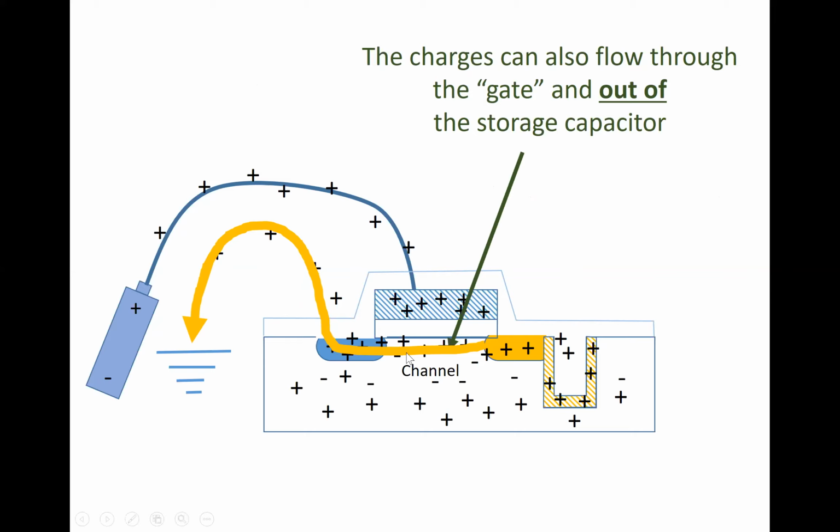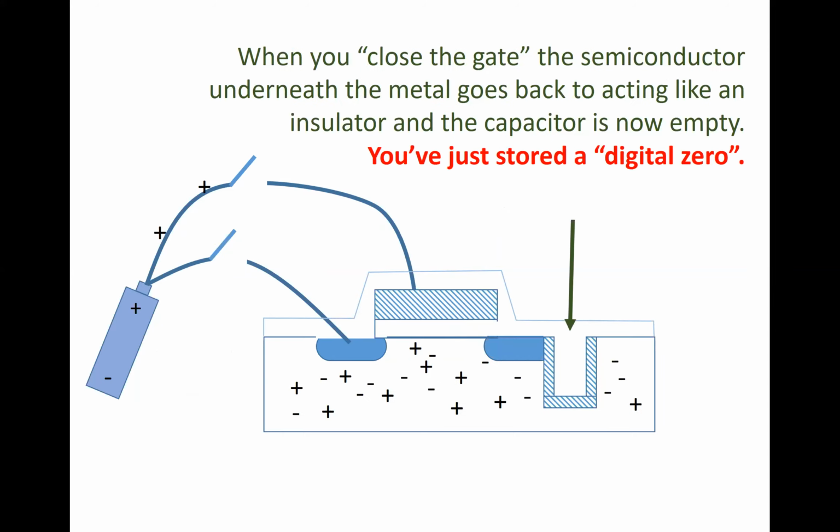Okay, so anyway, we've opened the gate, we've connected over here to ground, so all of the charges can now escape. And now we want to lock it so that the charges stay out. So no problem, we just close up the gate again. And so what we've done now is we've stored a digital 0. Okay, so if you want to store a photograph or music or whatever else on your phone, you need to have billions and billions of these, and I do mean literally billions.